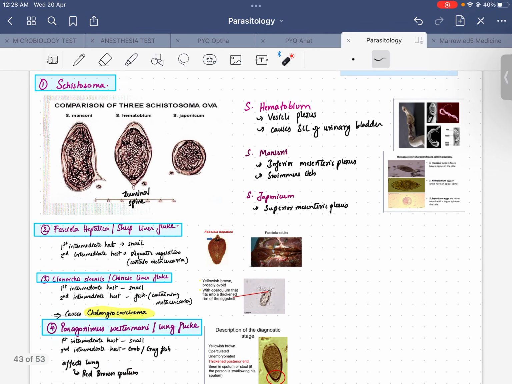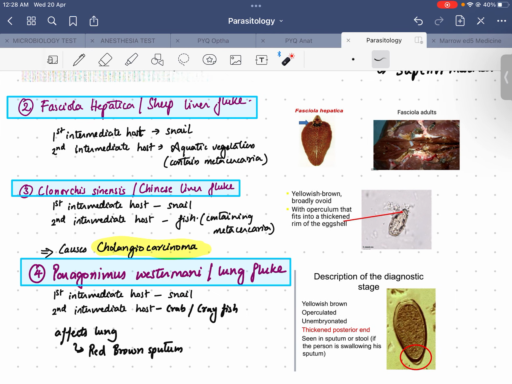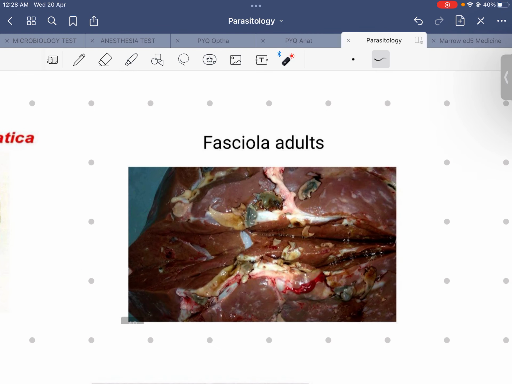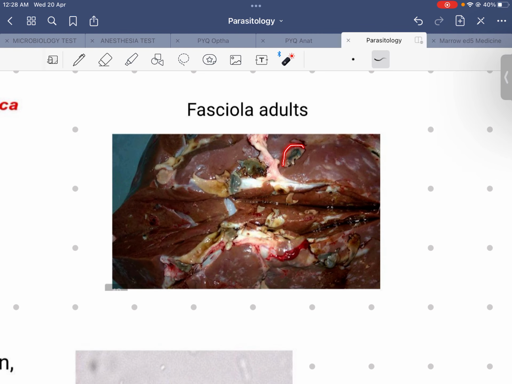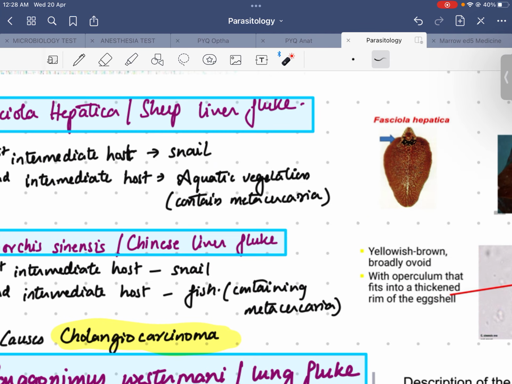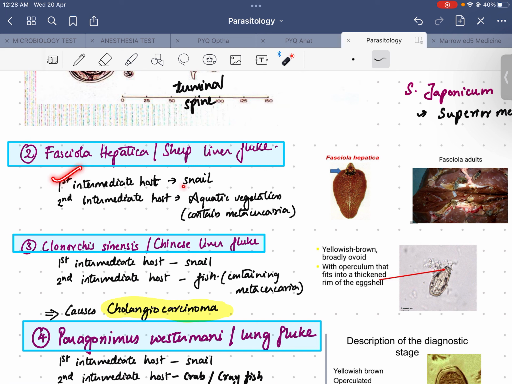Okay, next what is left? We have Fasciola hepatica. Fasciola hepatica is the sheep liver fluke. So obviously in this image, look at this, you can see the liver is infected by these leaf-like worms, which are Fasciola hepatica. The first intermediate host is always snail. The second intermediate host for Fasciola is aquatic vegetation.